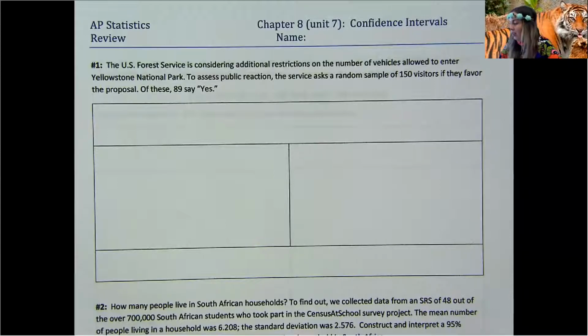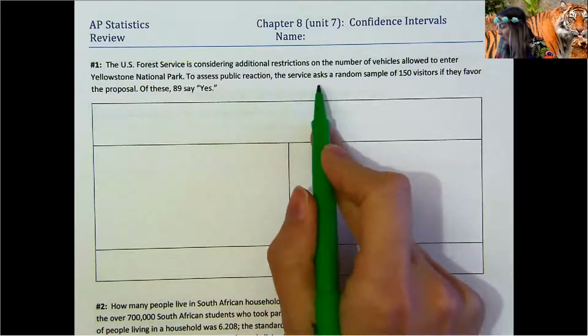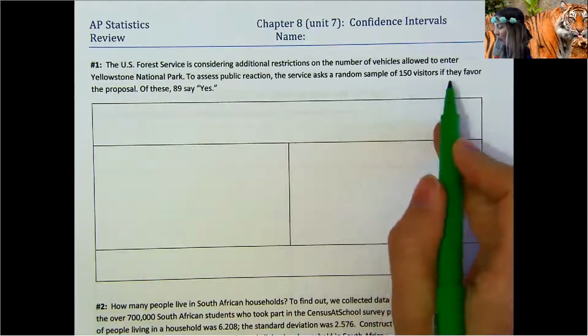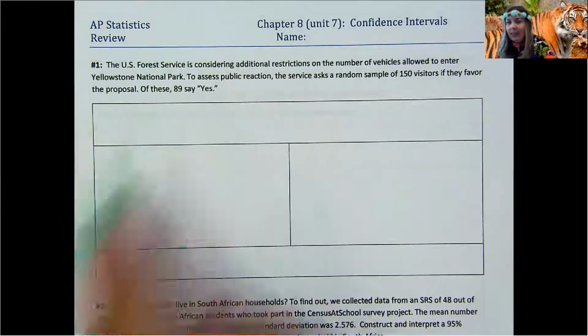To assess public reaction, the service asks a random sample of 100 visitors if they prefer the proposal. Of these, 89 say yes.